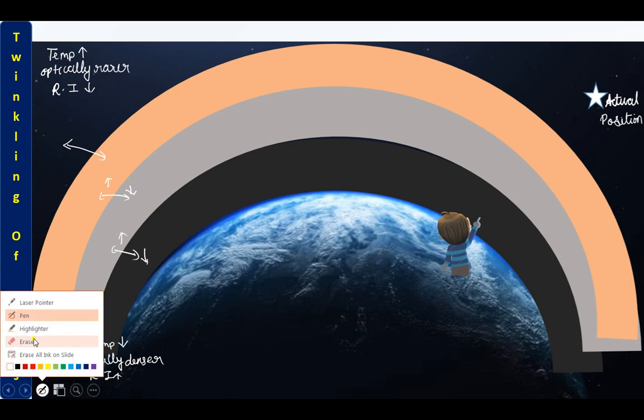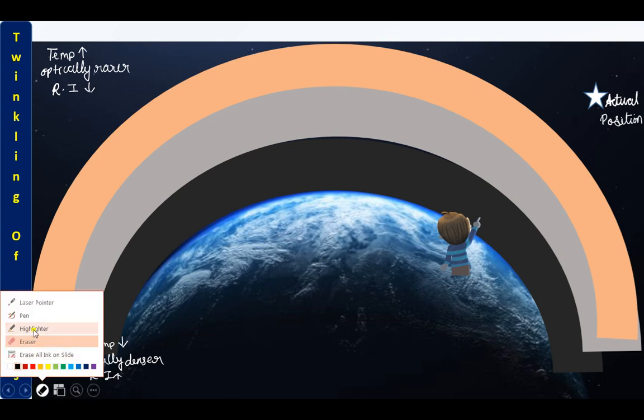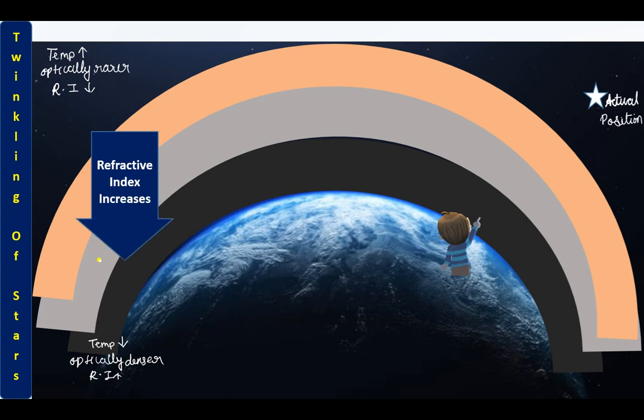So when you move from top to bottom, when you move from the star to the surface of the earth, the refractive index increases continuously. Here there is less refractive index, here there is more refractive index. So when you move from the topmost layer towards the surface of the earth, the refractive index increases continuously. Don't be confused regarding this.